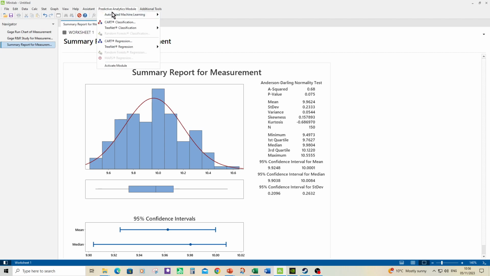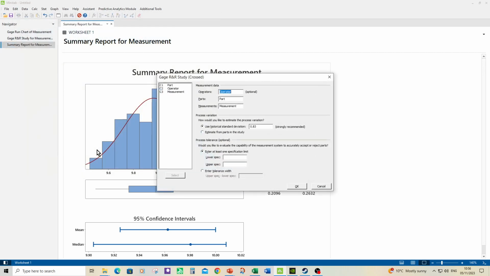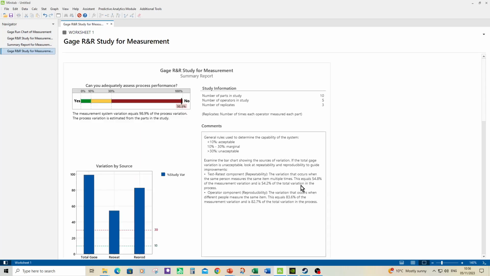Click on Assistant, Measurement System Analysis, Gauge Study Crossed. And click on the radio button for estimate from parts in the study. So we're not going to be using the historical standard deviation, but it's going to be worked out from the parts in the study, where we had a 3 times lower standard deviation. Click OK. Wow, look at that. So the gauge error is now 98.9%.